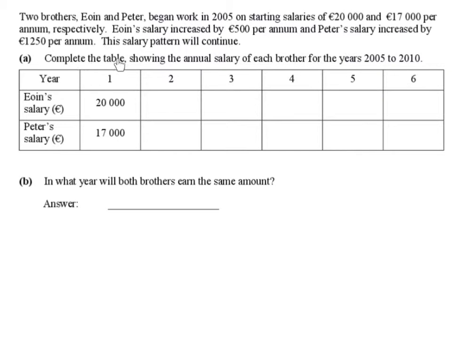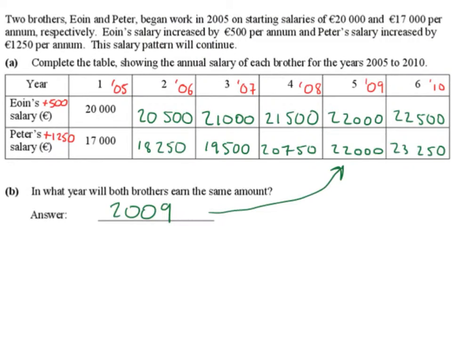So Part A, complete the table showing the annual salary for each brother for the years 2005 to 2010, and in what year will both brothers earn the same amount. So first of all, it's important to note that year 1 is 2005. Year 2 is 2006, Year 3 is 2007, Year 4 is 2008, Year 5 is 2009, and Year 6 is 2010. So Owen's salary increases by €500 a year, and he started at 20,000.